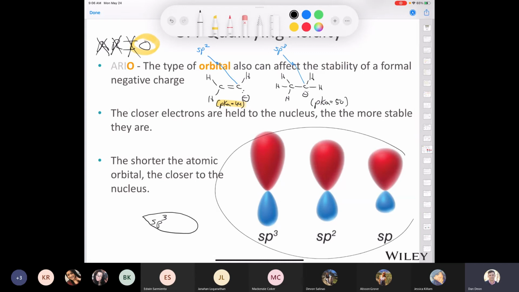But you know that when you go from an sp3 to an sp2 to an sp, they do actually get smaller and smaller. And so what's the answer? Since this lone pair here is in an sp2 hybridized orbital, it's smaller than the sp3 hybridized orbital. Therefore, the lone pair, the electrons, are actually closer to the nucleus. What's the charge of a nucleus? It's positively charged. Since they're closer to that positively charged nucleus, they're more stable.